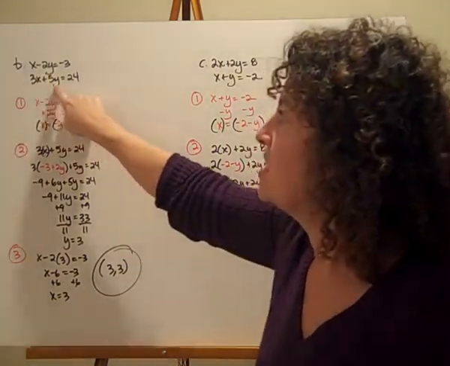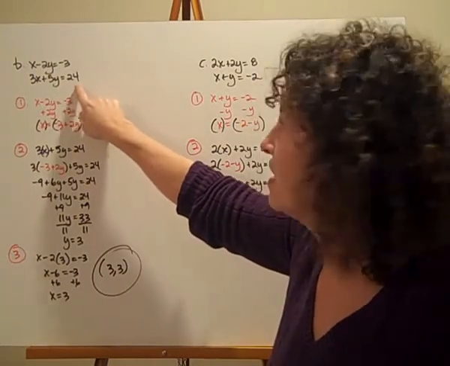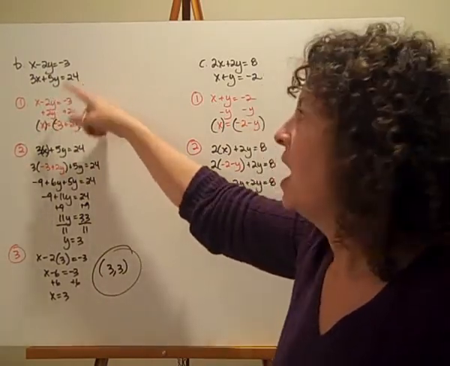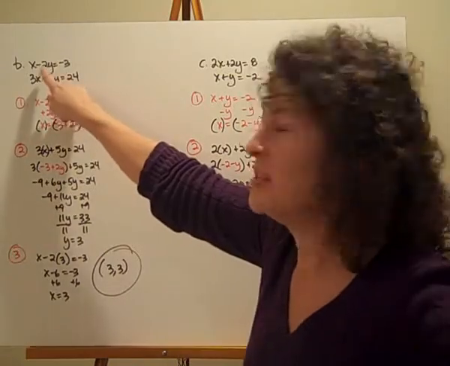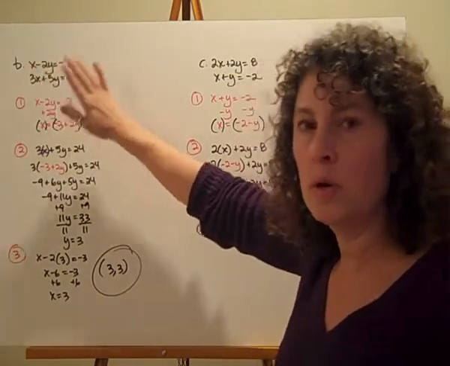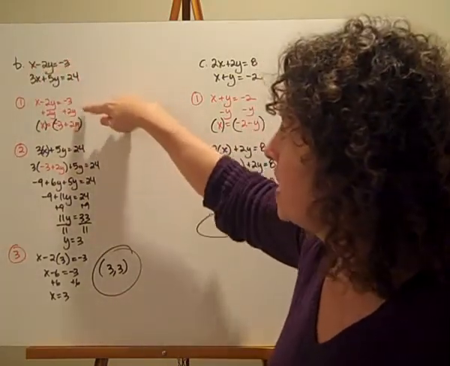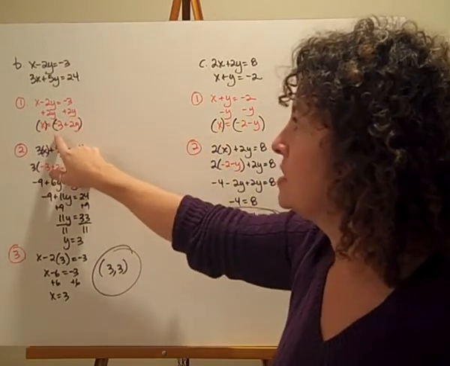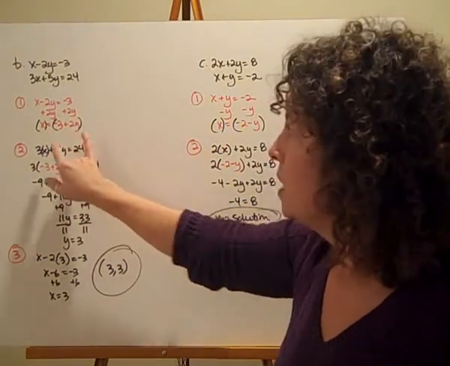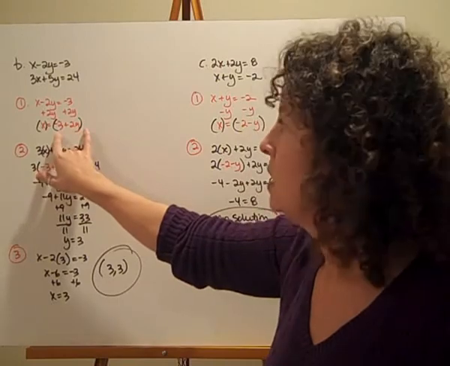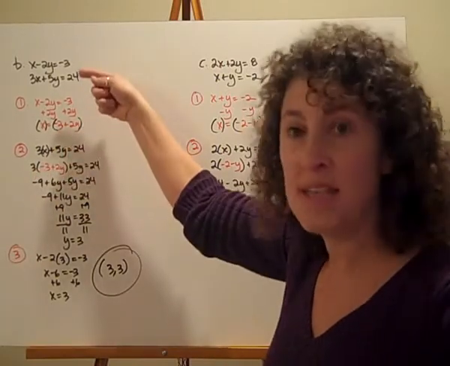So I'm not going to try to isolate a variable in the second one, because it's going to lead to some ugly fractions. It's going to take some more work. I'm going to get this x by itself. Pretty straightforward, pretty simple to do. So I get the x by itself, and I come up with x equals negative 3 plus 2y. So I'm going to take this negative 3 plus 2y, and I'm going to substitute it into the second equation.